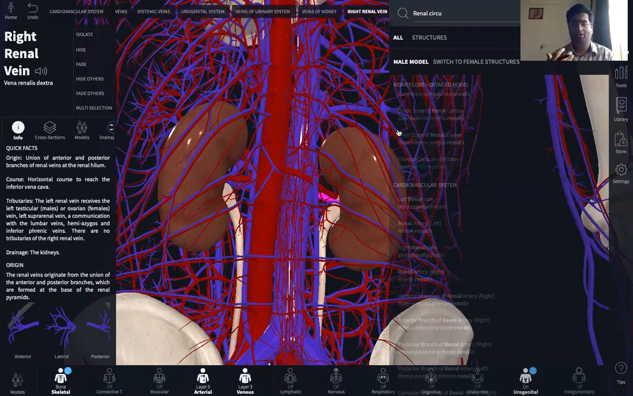The renal artery is carrying oxygenated blood, but also blood that contains a lot of nitrogenous waste and unwanted substances to be filtered by the kidney. And the blood, once filtered, is returned back to the body via the renal veins. So that's the function of the renal circulation in brief. Now we come to the next part, that is the pulmonary circulation.